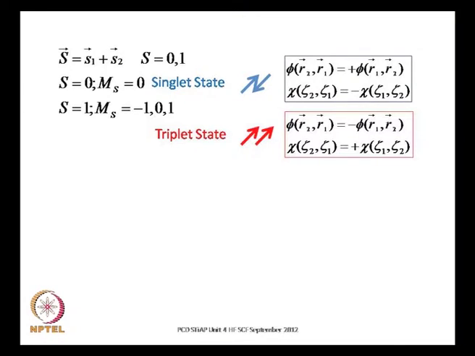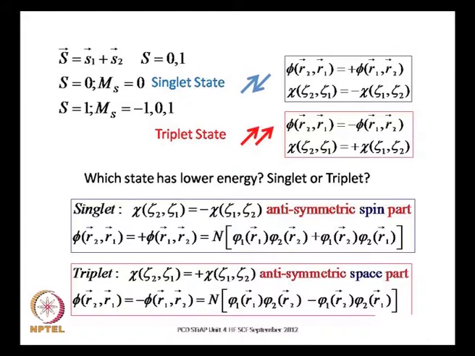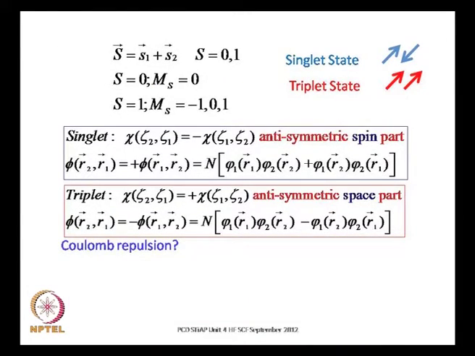So, now that we have got this, let us ask the question, which will have lower energy? Do they have the same energy? Do they have a different energy? And if it is different, which state will have a lower energy? Now, the energy is determined by the Coulomb repulsion between the 2. Okay. So, you have to examine the Coulomb repulsion. So, these are the singlet and the triplet states. The singlet has got an antisymmetric spin part and the triplet has got an antisymmetric space part. Now, this we know. So, now we examine the Coulomb interaction.